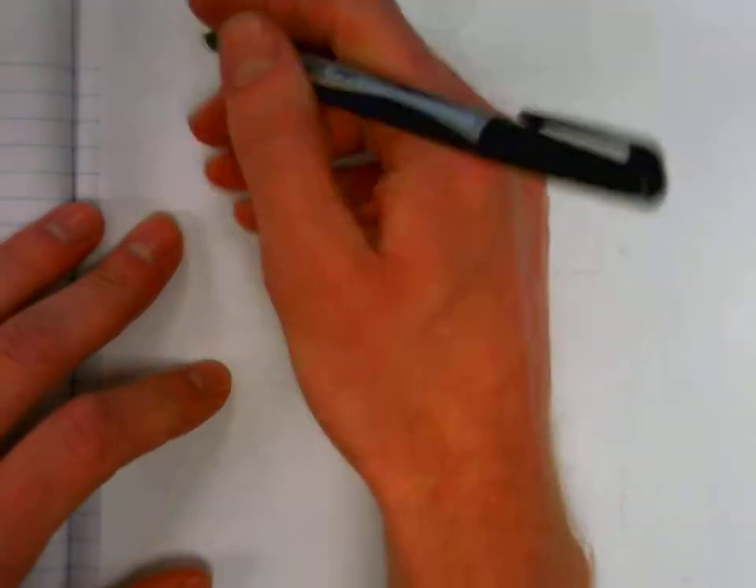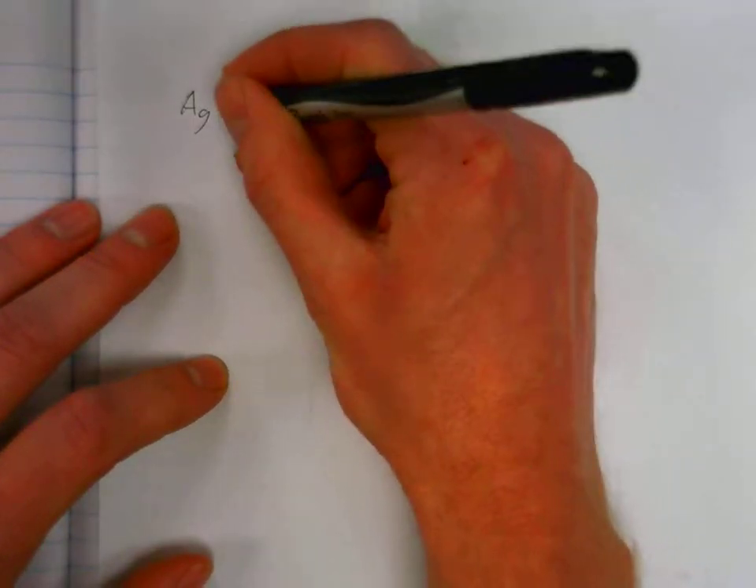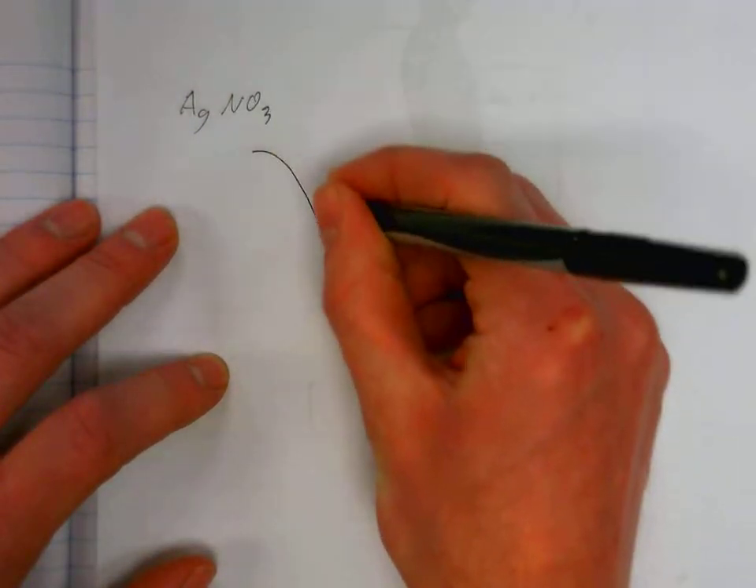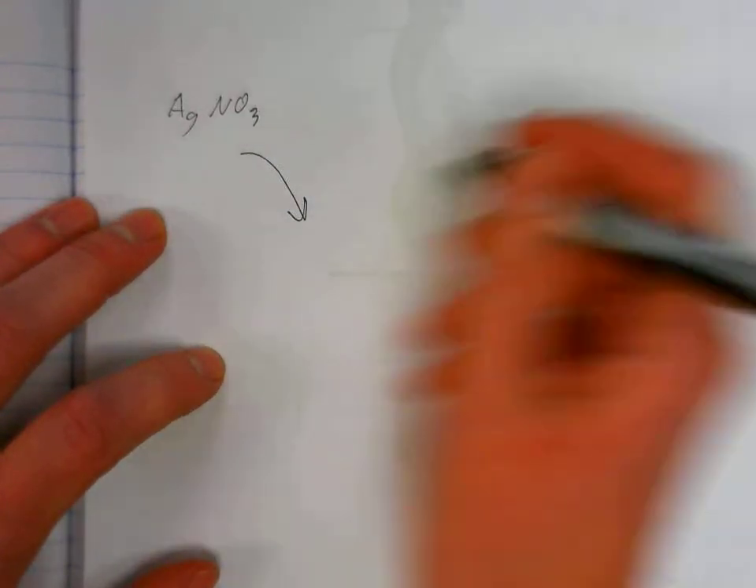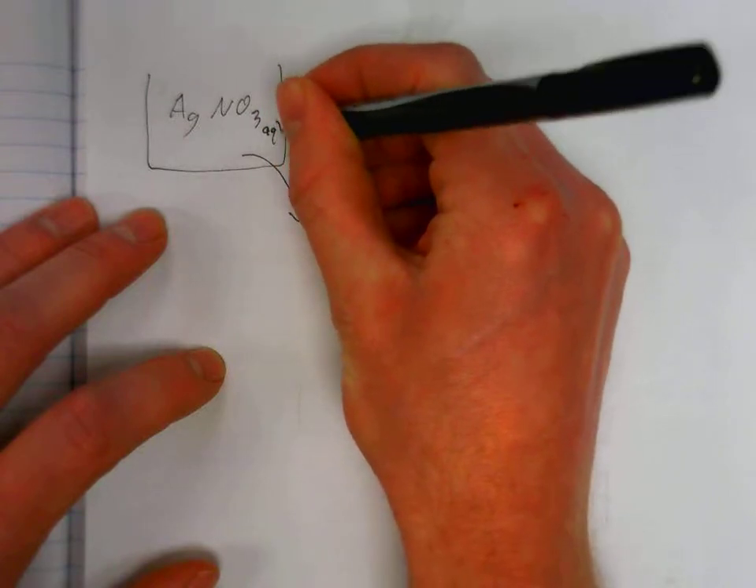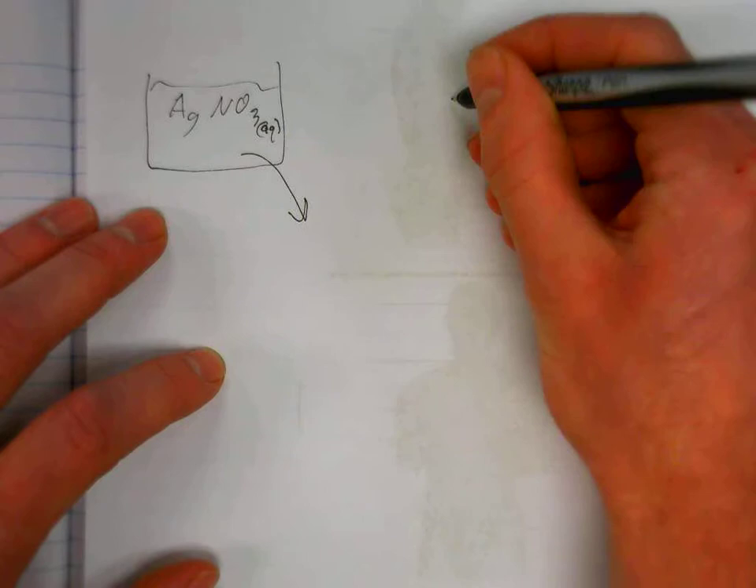Say we have the compound silver nitrate, and so that is being put into some water. So let's say we have a solution here of silver nitrate, and then we have another solution of sodium chloride.